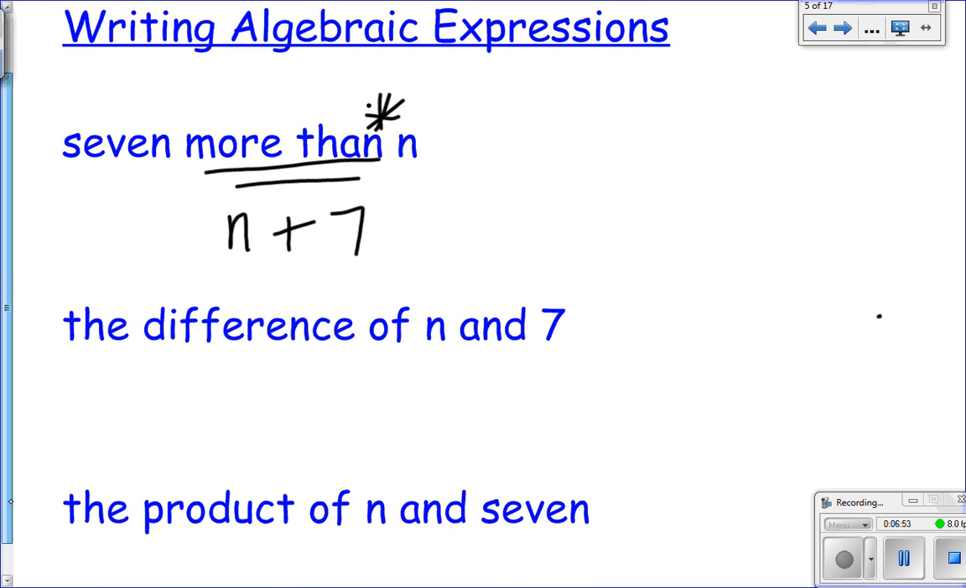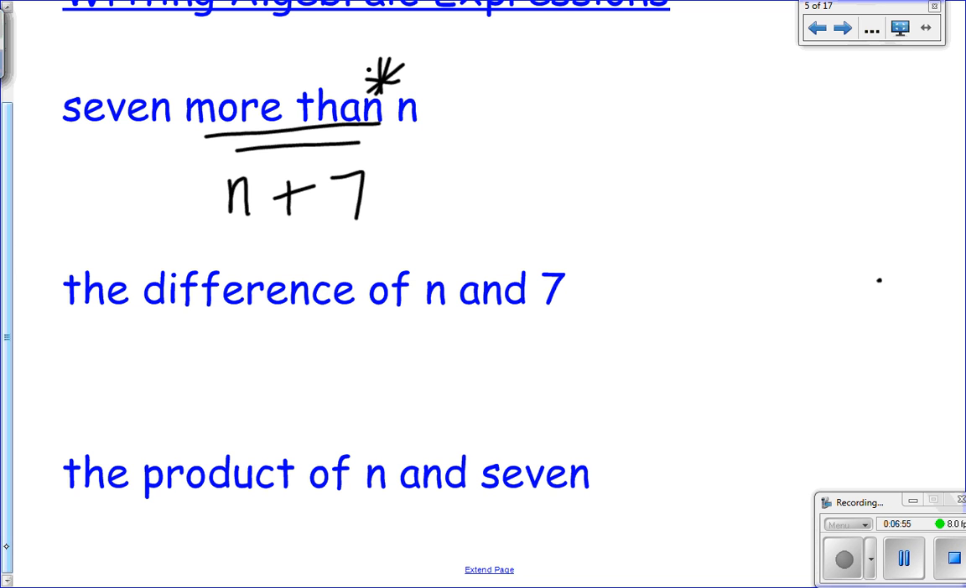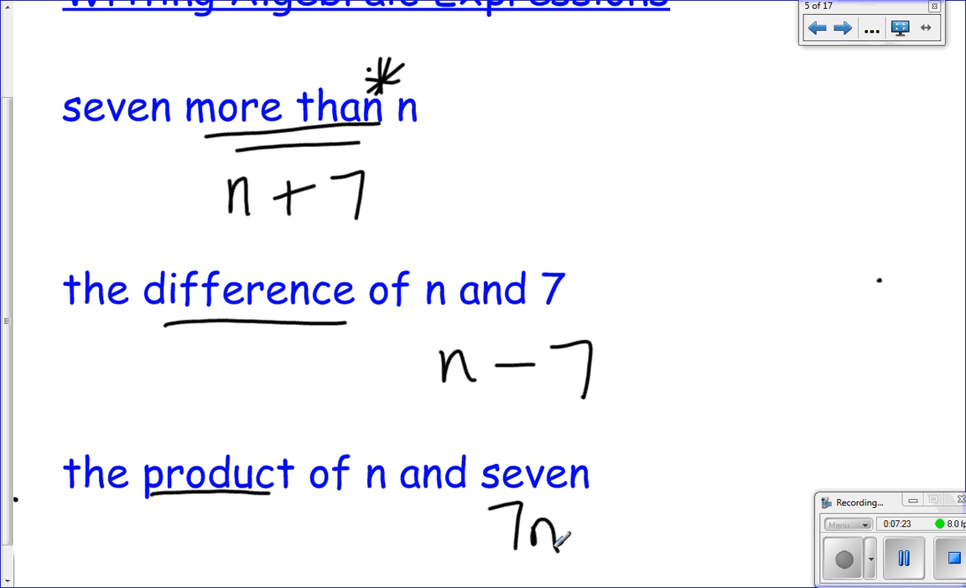The difference of n and 7. Again, identify what the important word is, and that's the difference. Difference means subtraction. N minus 7, because it's not one of the ones we need to flip. The product of n and 7. So take a second to identify the important word there. Product, so we're dealing with multiplication. Again, we always put the number and then the variable. So 7 times n, 7n.